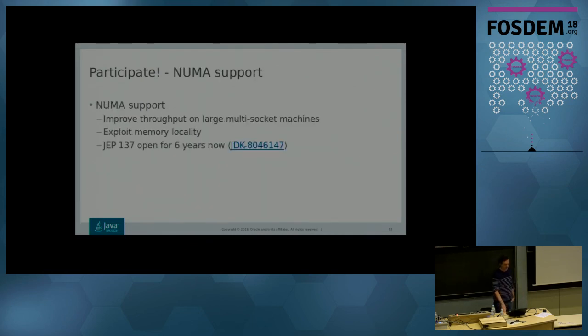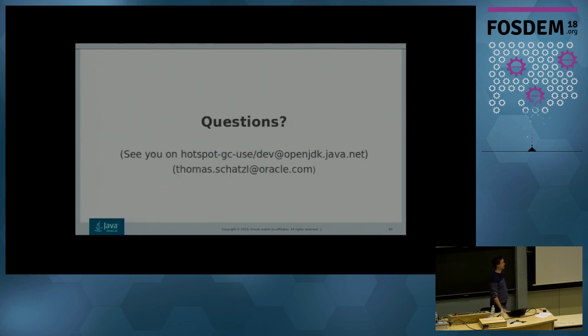And now let's get to the last item I have brought with me, and that's NUMA support. It would be really, really great if we could improve throughput on large multi-socket machines by exploiting memory locality in G1. There is a lot of opportunity to get really, really good numbers. There's a JBS issue that has actually been open for 6 years now. Maybe somebody wants to have a try. And that's it for me already. Questions?